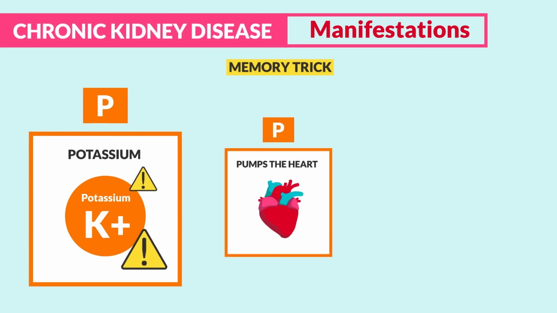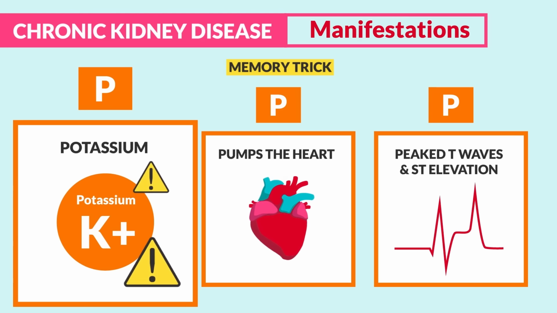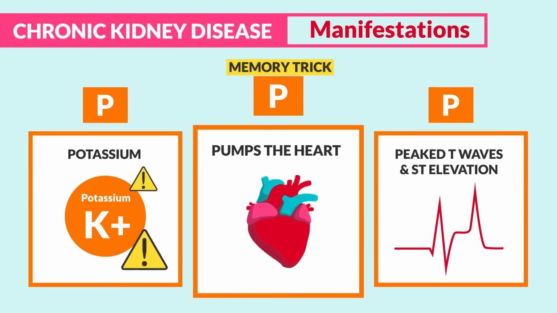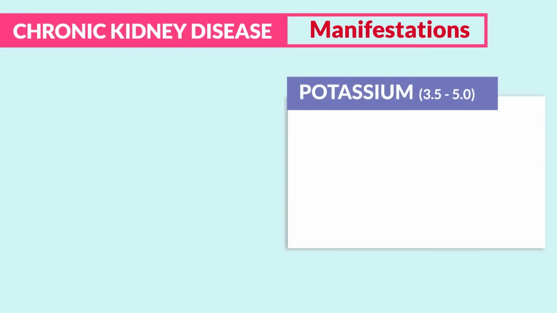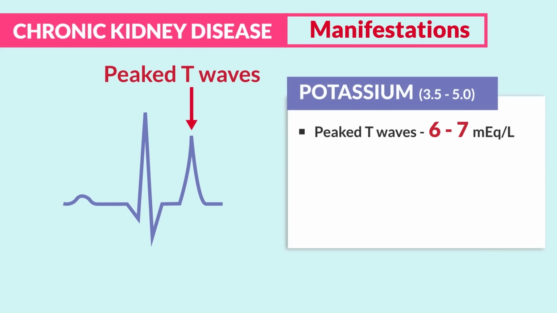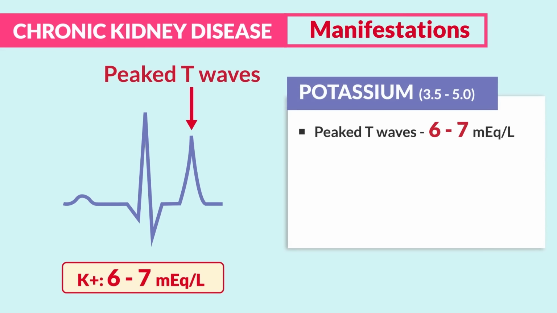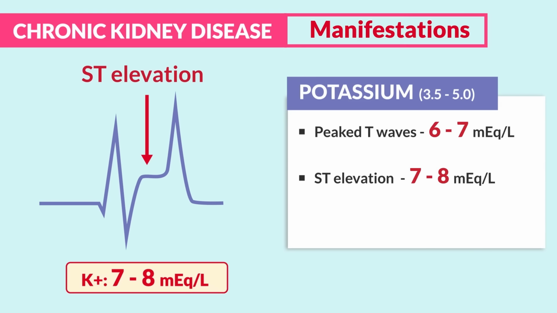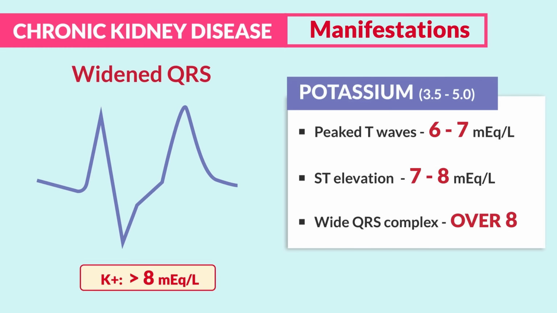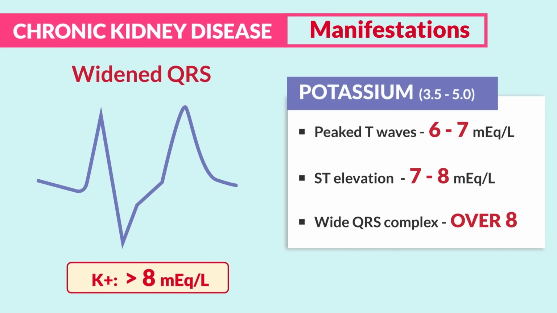So the memory trick we use is the 3 Ps. Just think, P for potassium is P, priority, since it pumps the heart muscles. So with high potassium over 5.0, we get high pumps of the heart, resulting in peak T waves and ST elevations from high pumps. So key terms to know. Peak T waves happens when potassium is 6 to 7 microequivalents per liter. ST elevation happens when potassium is between 7 to 8. And wide QRS complexes is a late sign, over 8.